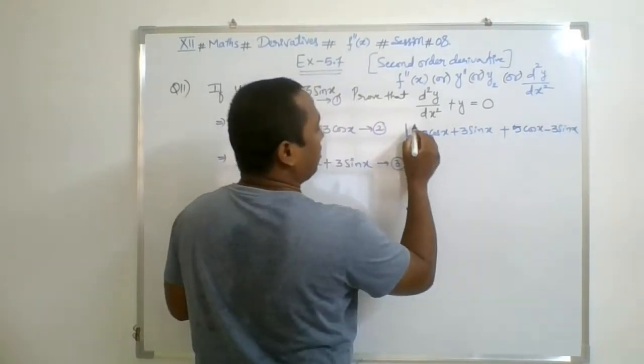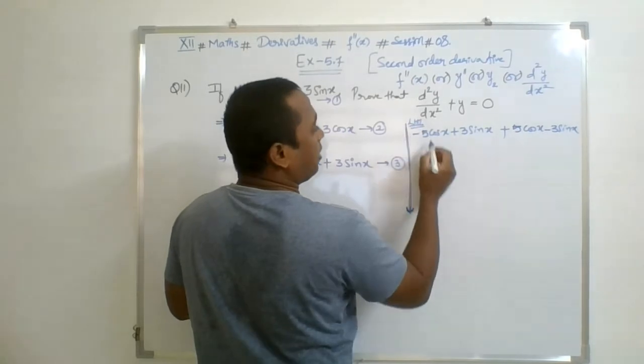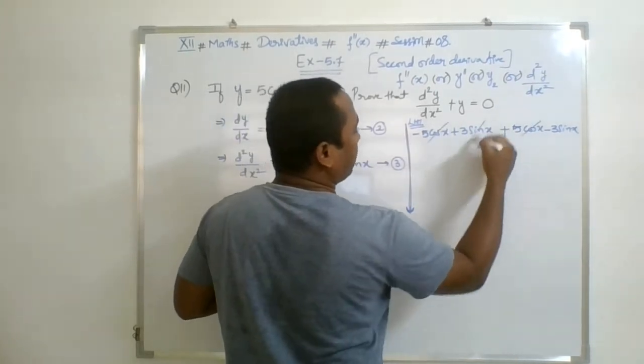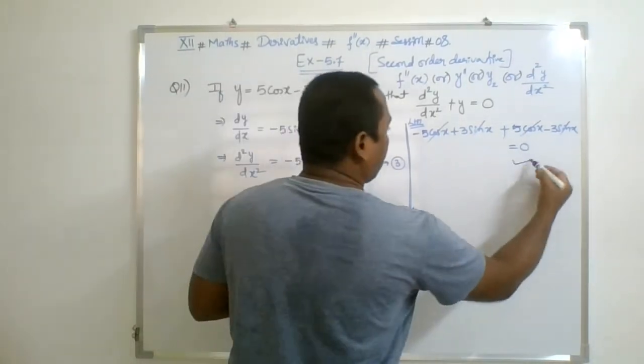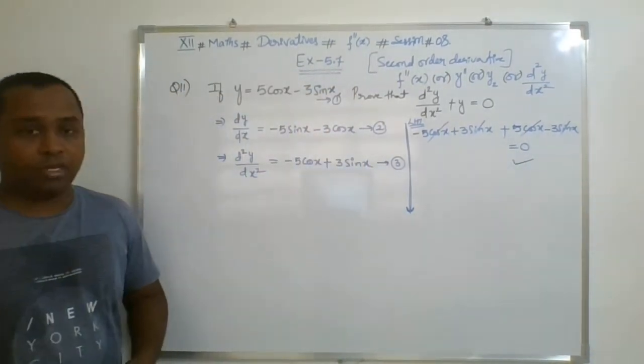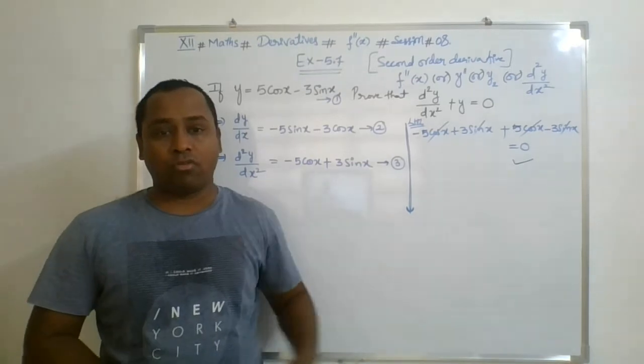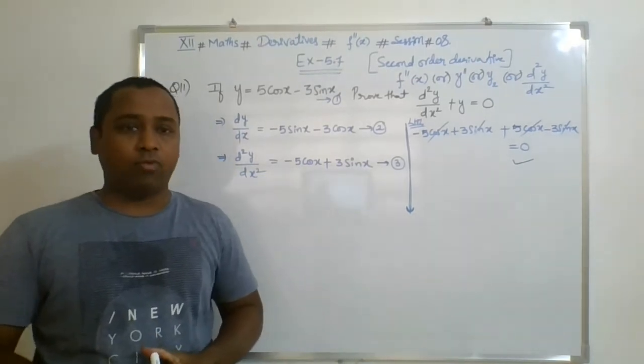Just take this left hand side. Now you can see these terms get cancelled. The answer is 0. So you got the answer, that is the RHS. Hence proved. This is one of the ways to solve the question, and it is a very regular one.